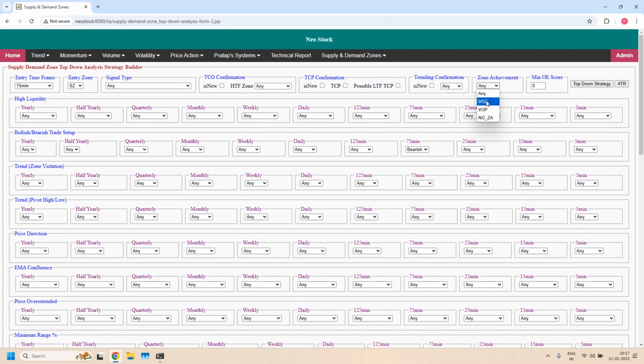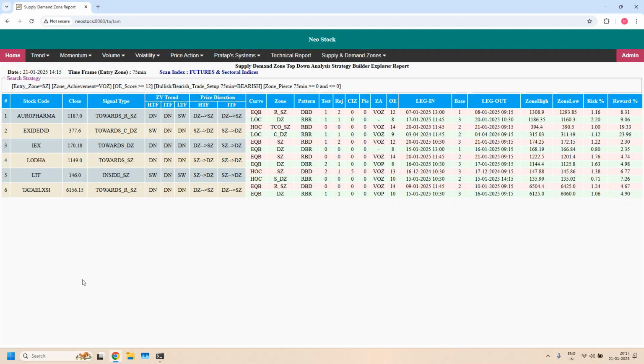Zone achievement violated opposing zone, minimum odd enhancer score 12. All 3 filters are applied to the 75 minute supply zone. We got 6 stocks. So these 6 75 minute supply zones are currently supporting the bearish trade setup for weekly income trade, and the entry time frame zones are 75 minute supply zones.